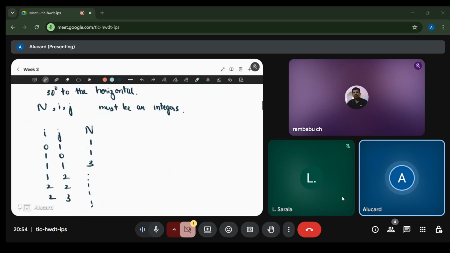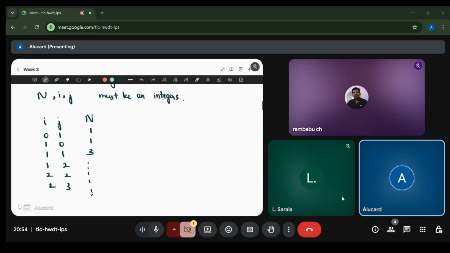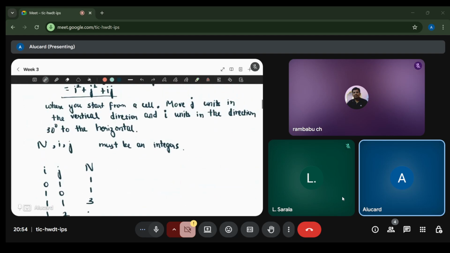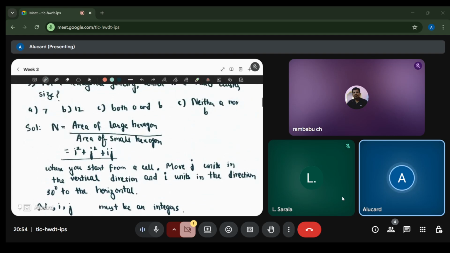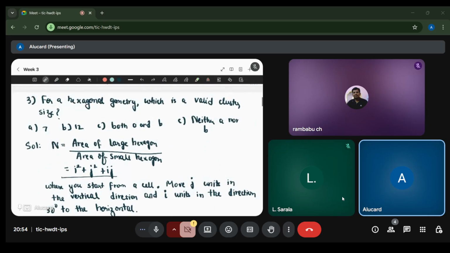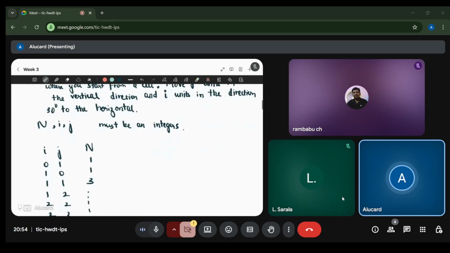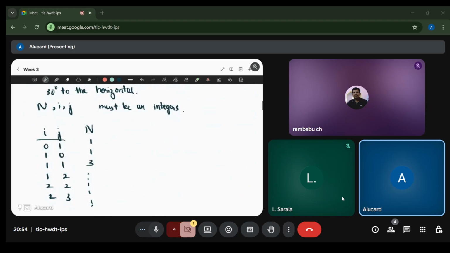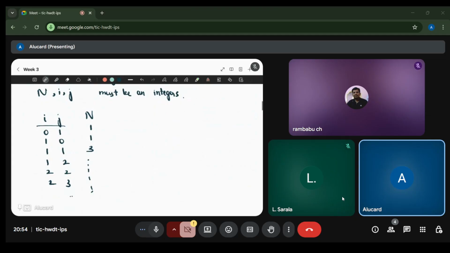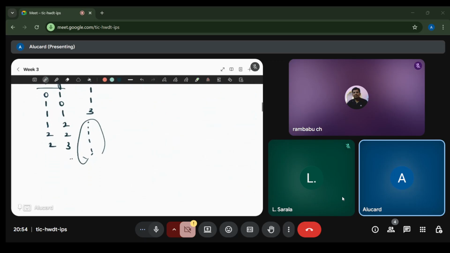So for different values of i and j, find out the value of N and see if it's possible to have i squared plus j squared plus ij be equal to 7 or 12, or is it possible to get both values, by substituting different values for i and j and making a table like this. For 0 and 1, N will be 1. For 1, 0, again it's 1. For 1, 1, it's 3. So try out different values and see if you get 7 or 12 as one of the possible values. Those are the first three questions.